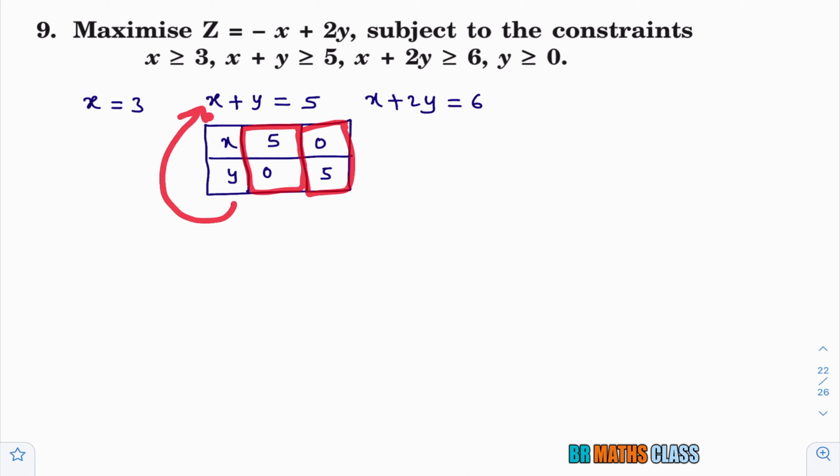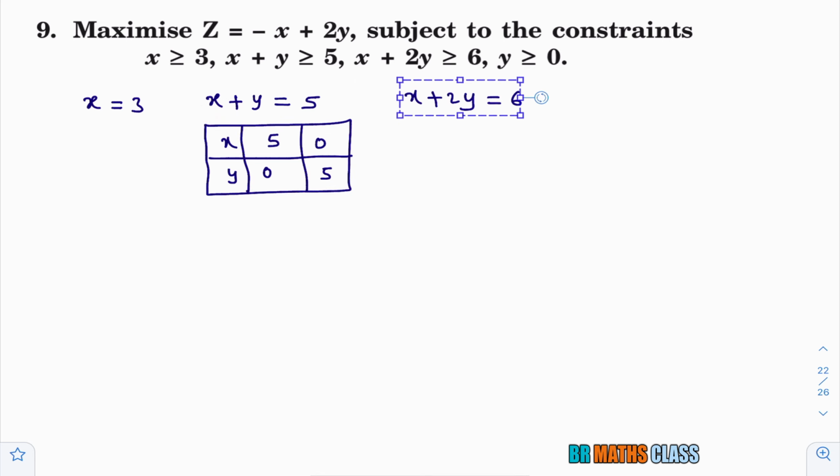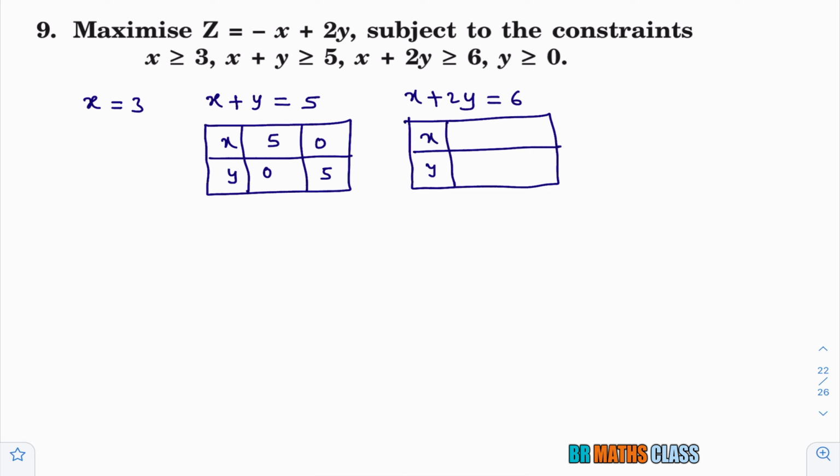Before drawing the line x plus y equal to 5, I will find 2 points on the line x plus 2y equal to 6. For that, again you consider a table like this, x values, y values. You put y coordinate 0 in this, and you will get x equal to 6. You put x equal to 0 in this equation, 2y equal to 6, and you will get y equal to 3. Now I know 2 points on this line. So we'll go to the graph.